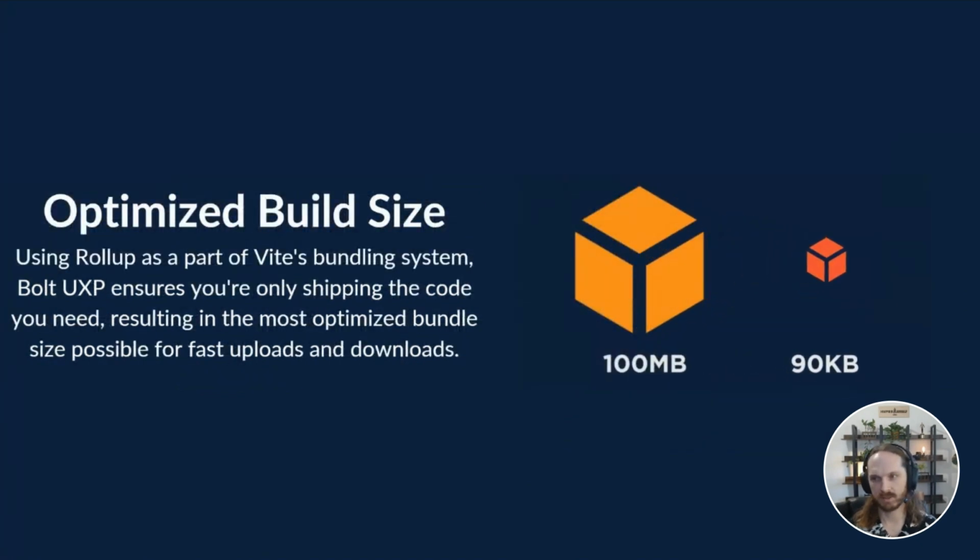And then optimized build size. Vite uses Rollup as its bundler at build time. That ensures you're only shipping the code that you actually need, resulting in the most optimized bundle size possible. That way you have the fastest uploads and downloads, and it's easier to maintain that small delivery size.